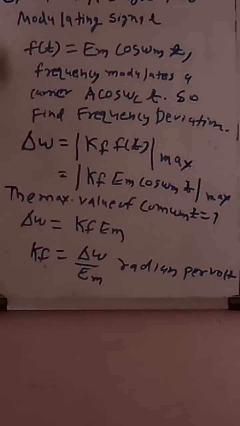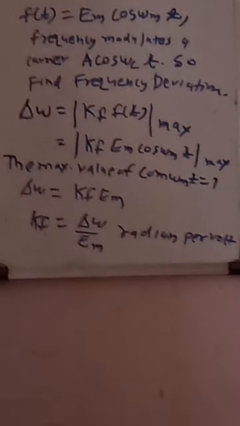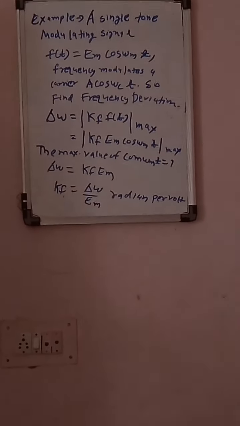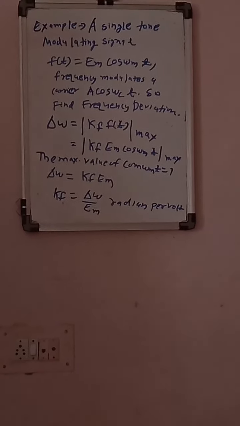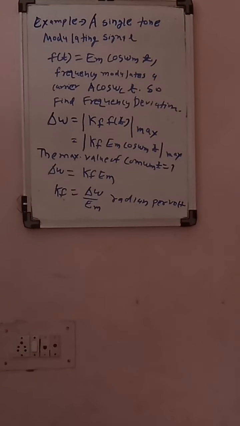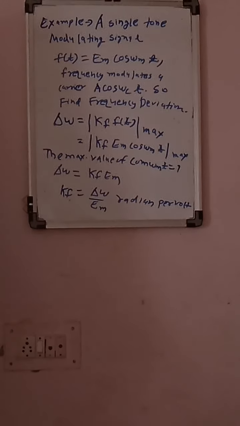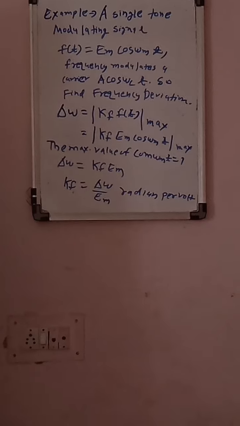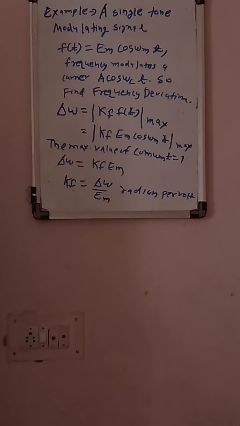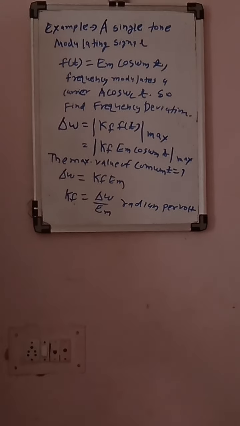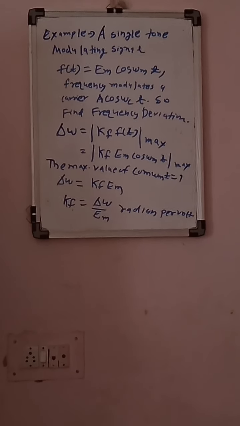So here we understood the example of frequency deviation and how we can find its value. What we have done is, first of all we wrote the formula of frequency deviation, delta omega equal to the mod of kf f(t) maximum, and here the value of f(t) is equal to Em cos omega m t.